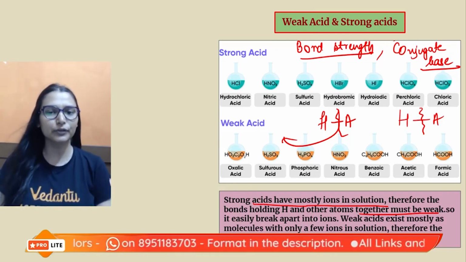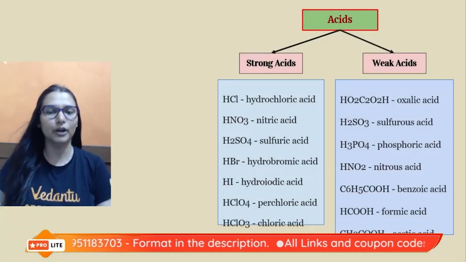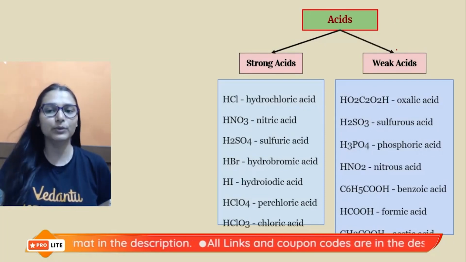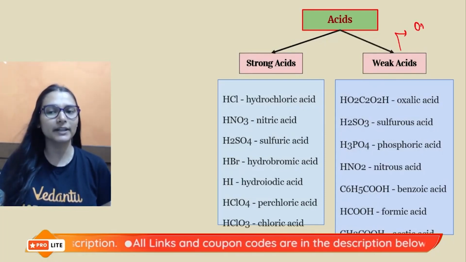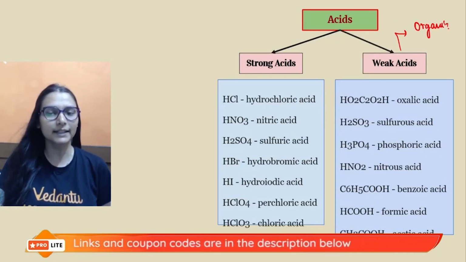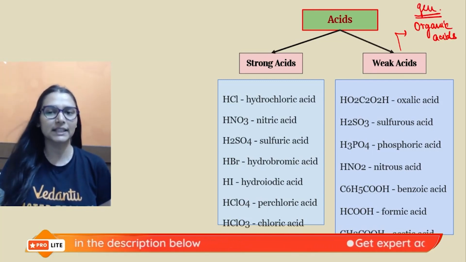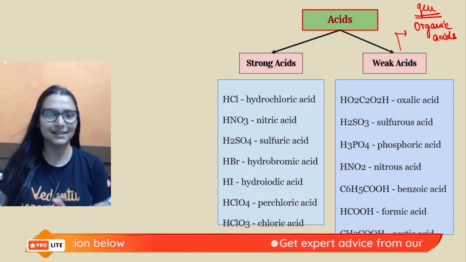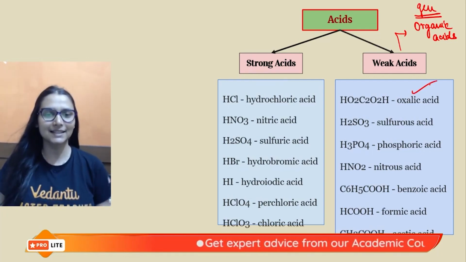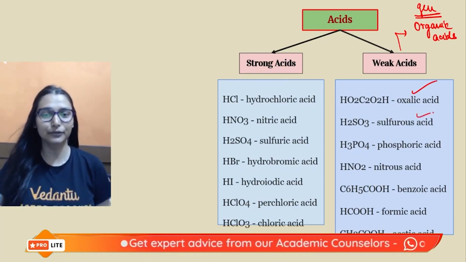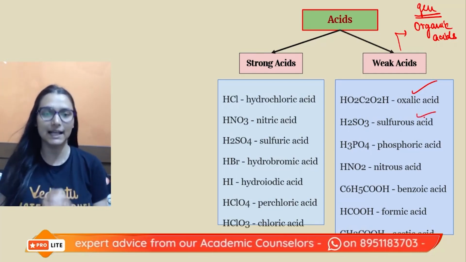Some examples of strong and weak acids are given on your screen. Generally I would say weak acids are the organic acids that you study, which come from plants, the living sources basically. Generally they are weak acids. Like oxalic acid, which you get in tomatoes, right? Sulfurous acid is there, phosphoric acid is there.